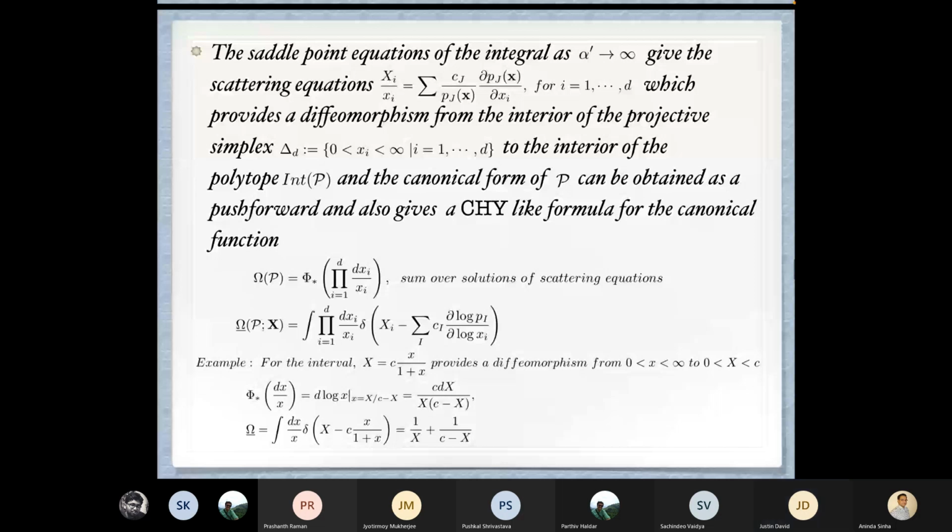Thanks. Yeah. Sure. So the saddle point equations of this integral as alpha prime goes to infinity give you scattering equations, which provide a diffeomorphism from the simplex to the interior of the polytope P, and thus you can obtain the canonical form of P as a push forward from dxi over xi product over everything, which is the canonical form of the simplex, and this gives you some sort of CHY-like formula for the canonical function. In fact, for bi-adjoint cubic theory, this proves CHY.